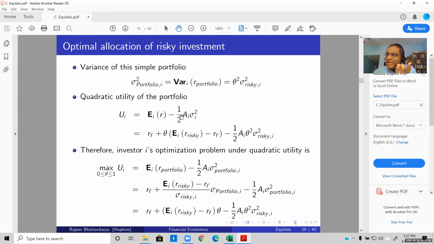It's something to keep in mind, but what does it mean that your parameter is something, my parameter is something? All I can say is if I am more risk averse than you are, then my A will be higher.